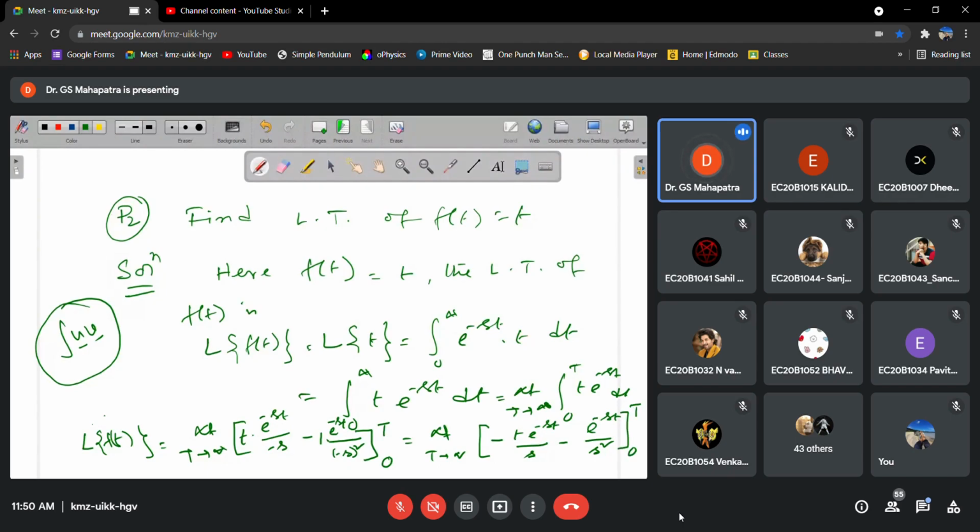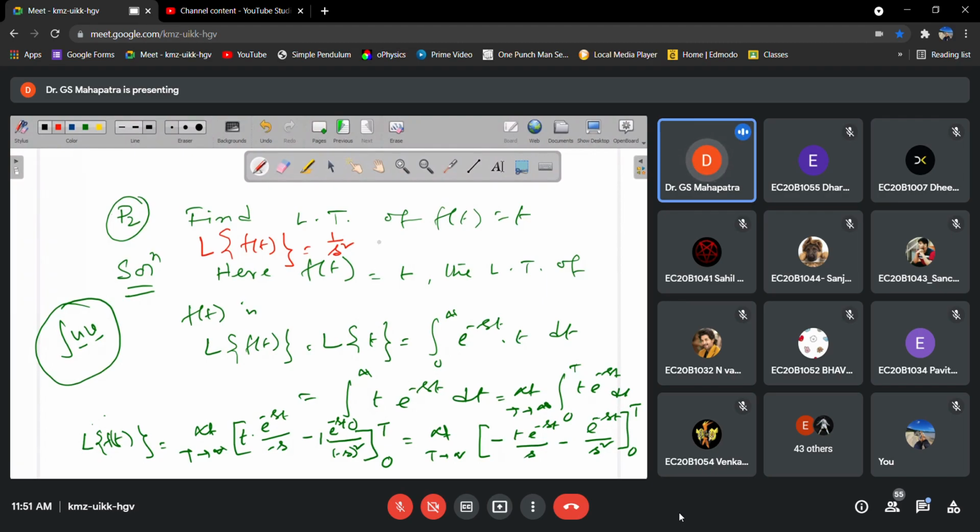Now I should not find the limit. You can tell me the final answer after that calculation. 1 by s square, sir. 1 by s square. Okay, like earlier. So the answer is, I will change the color, the Laplace transform of f of t equals 1 by s square.